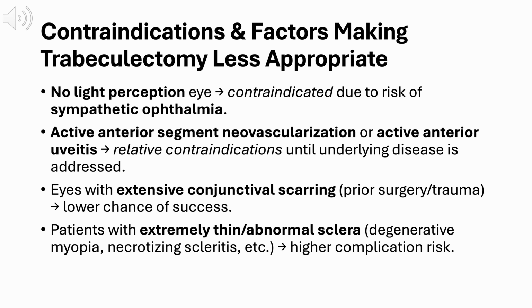Extensive conjunctival scarring from previous surgery or trauma lowers the odds of forming a functioning bleb, which makes success much less predictable. And eyes with extremely thin or abnormal sclera, whether from degenerative myopia or inflammatory disease, carry a higher risk of intraoperative and postoperative complications. All of these factors influence whether trabeculectomy is the right choice, or whether another approach would be safer and more effective.